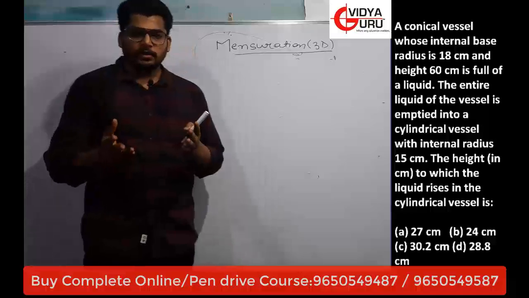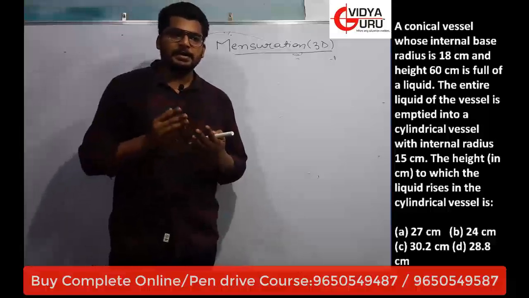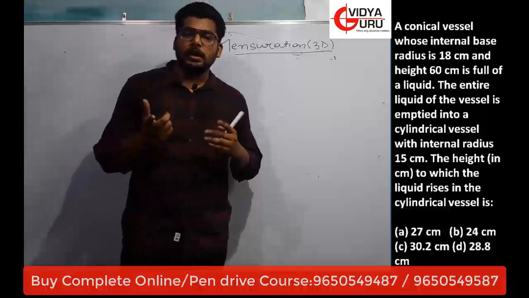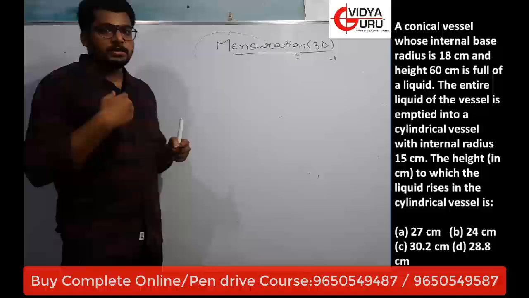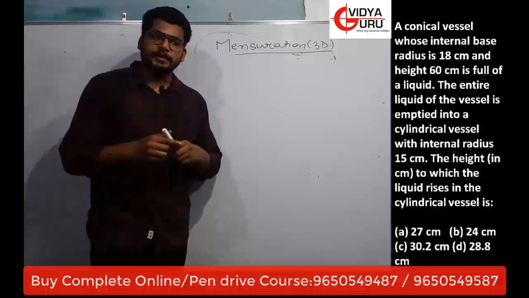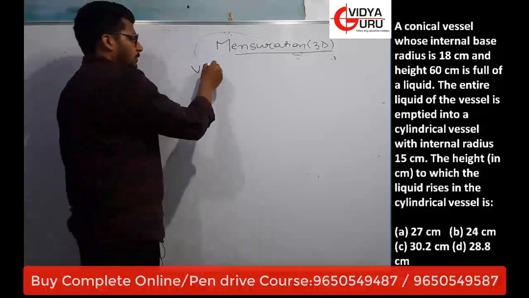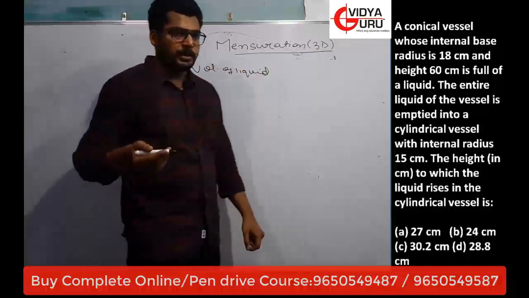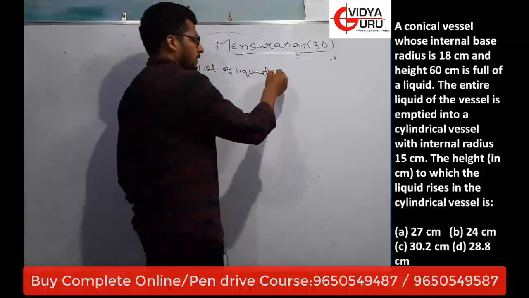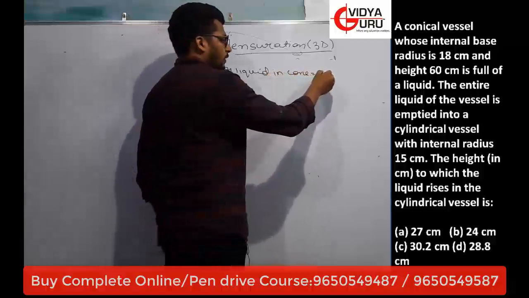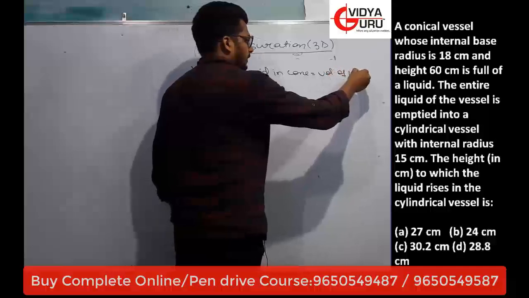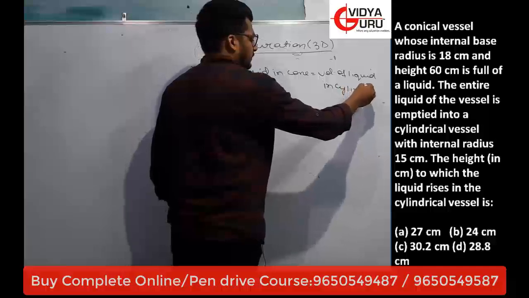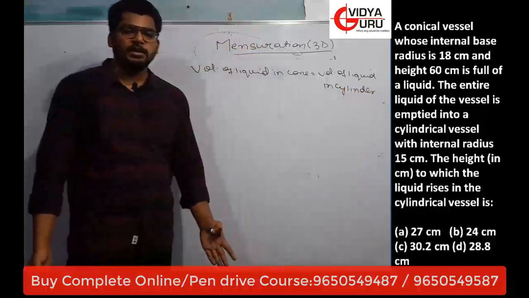Next question is saying there is a conical vessel whose radius is 18 cm and height is 60 cm, and it contains a liquid, and that liquid is poured in a cylinder. Again, the liquid is poured in the cylinder, so volume of liquid will remain same. So volume of liquid in cone will be equal to volume of liquid in cylinder. Volume will be equal in both cases.